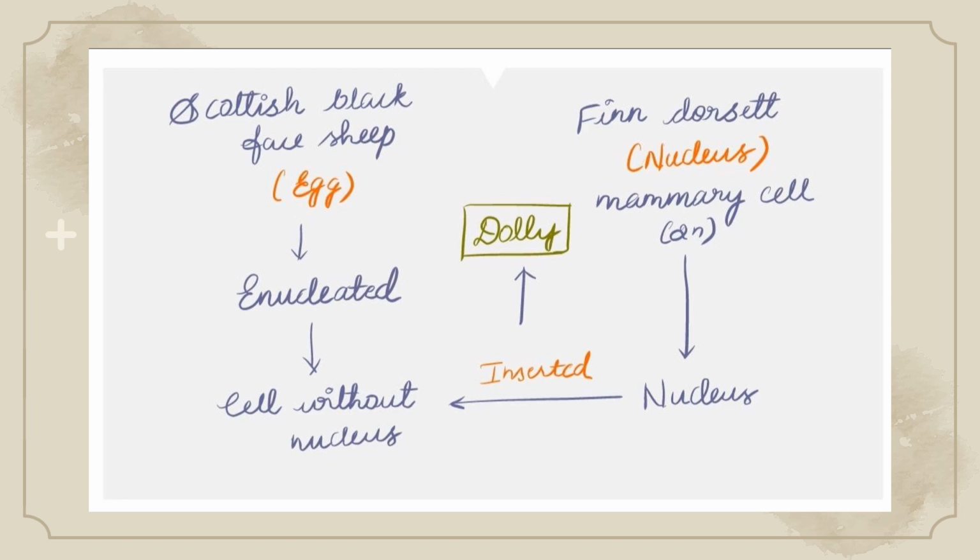After the blastula stage, this cell is taken and embedded into the surrogate mother, and finally it developed into Dolly, which resembles the nucleus donor here, the Finn Dorset sheep. So it resembles a Finn Dorset sheep.